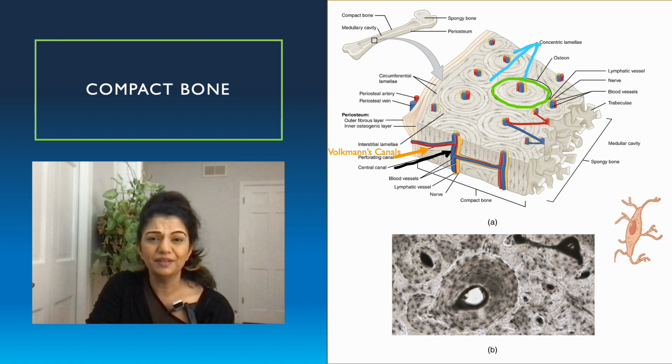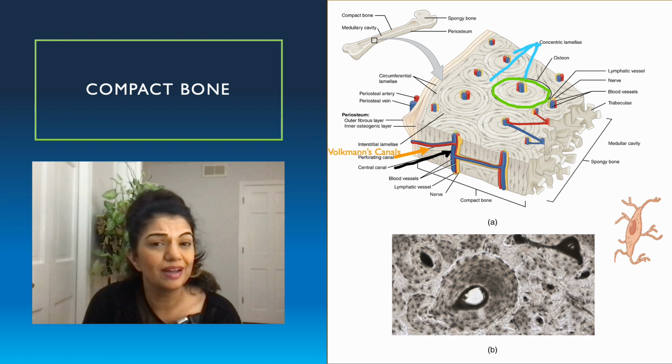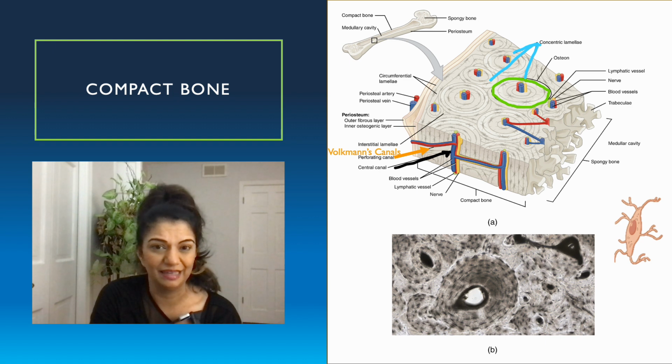Now, remember we've talked about lamellae. Do you remember what bone cell is in lamellae? What's hanging out there? It's not osteoblasts and it's not osteogenic cells. What is it?